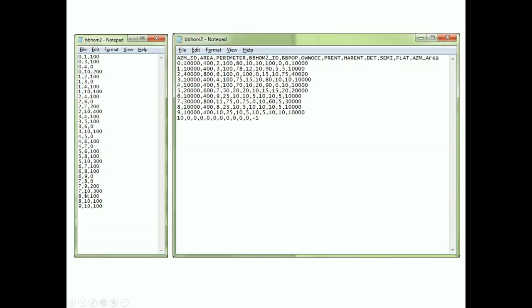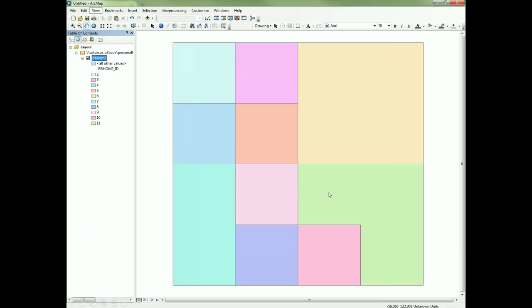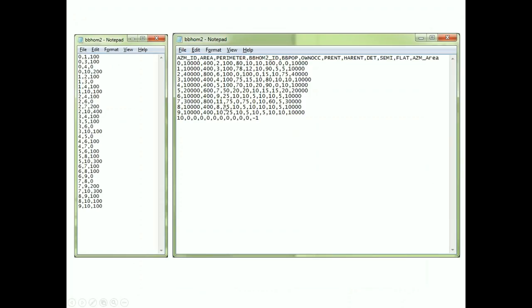Polygon 7, polygon 10, has a length of 300 units. That's actually this light green one in the corner. This is polygon 7. The outside is polygon 10. 100, 200, 300 units is the length of the boundary between them.